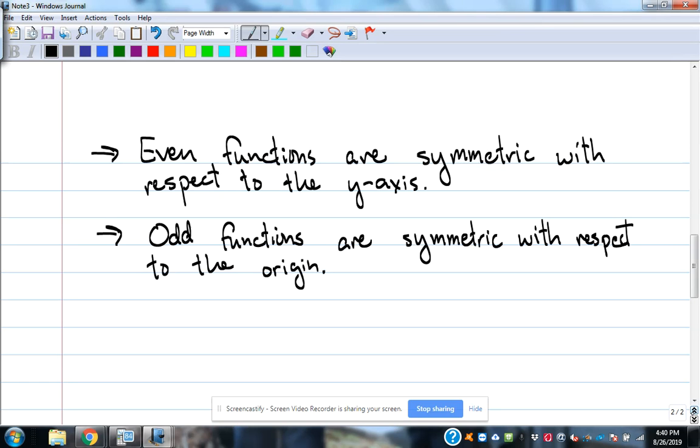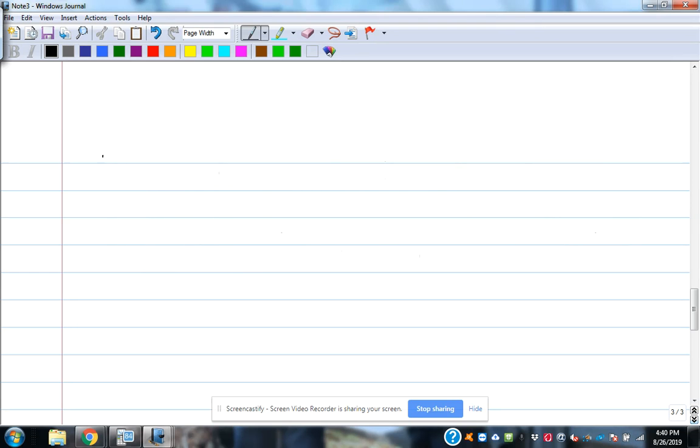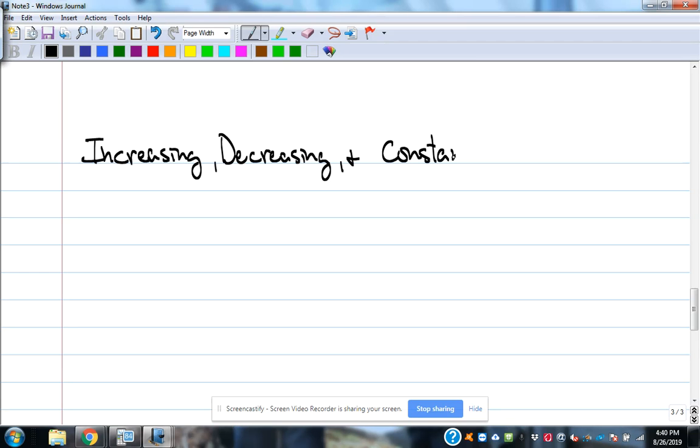Next. All right, so we're going to talk about increasing, decreasing, and constant intervals. So this is one of those places where the interval notation is going to be useful. Okay, so when we talk about these intervals of increase, intervals of decrease, and constant intervals, we're going to use interval notation out of that.